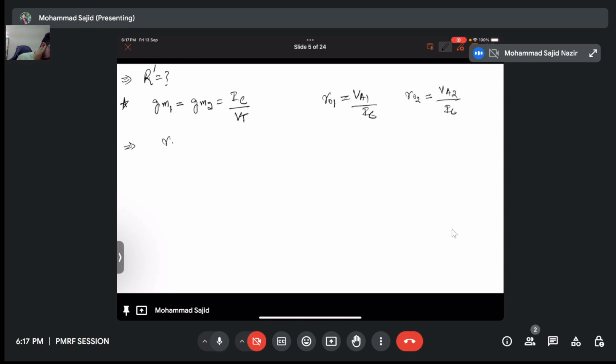And rπ1 will be equivalent to β1 by gm1, and rπ2 will be equivalent to β2 by gm2. So you need to calculate these values, calculate the output resistance. So now, first let's calculate IB1 first.